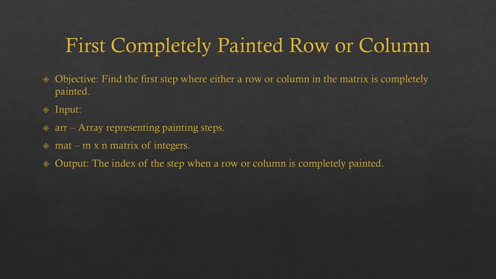Let's start by understanding the problem statement. We are given an array of painting steps where each step corresponds to painting a particular cell in a matrix. Our task is to determine the first step when either a row or a column in the matrix is completely painted. We are provided with two inputs, an array arr which represents the painting steps and a matrix mat which is an M cross N grid. Our output should be the index of the step at which the row or column is fully painted.